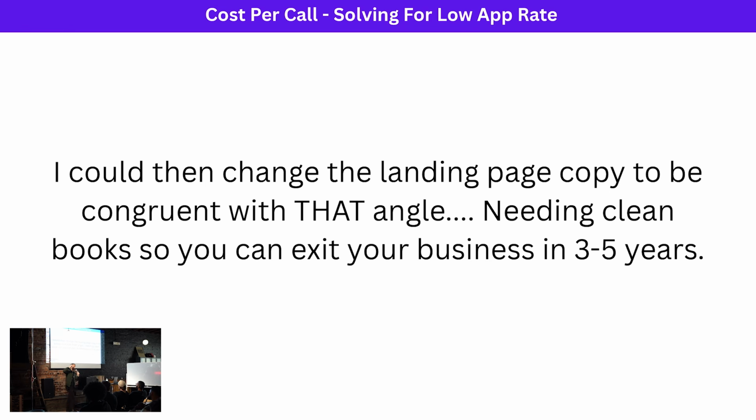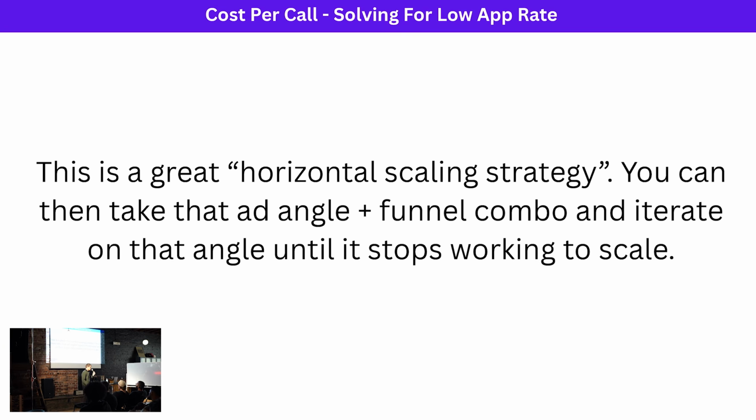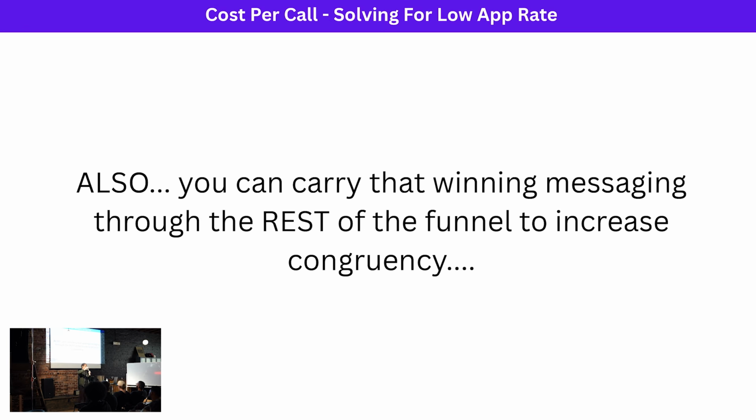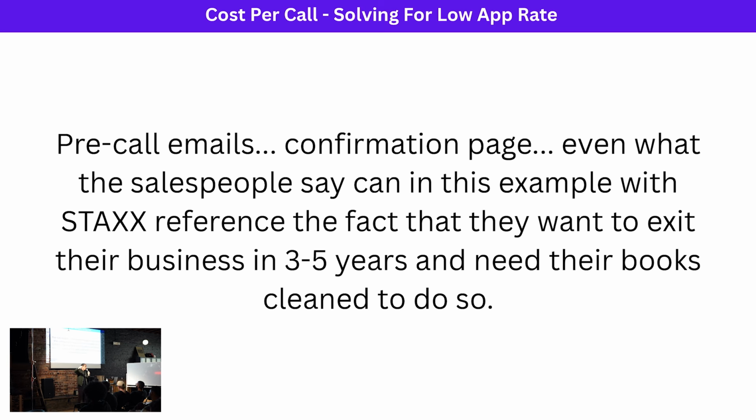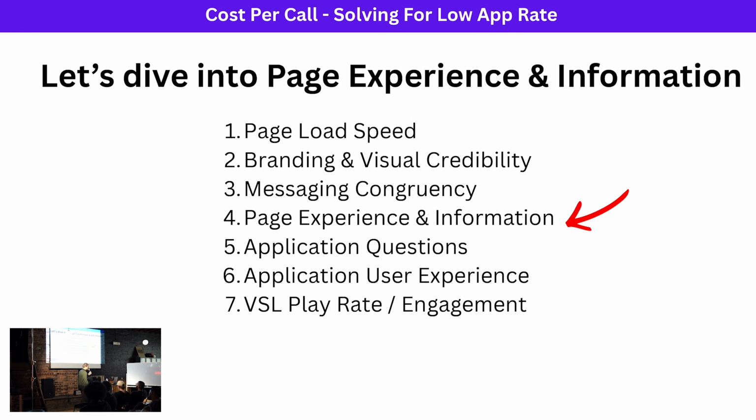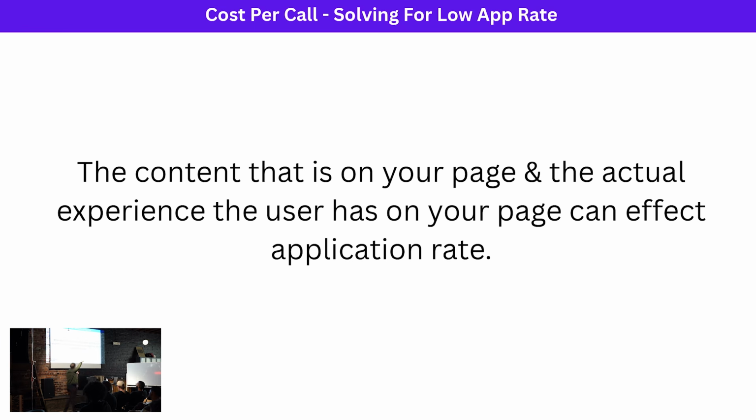You could then change up a little bit of the VSL if you want, back-end email flows, sales process, everything there. It's a great horizontal funnel scaling strategy. You can then take that ad angle and funnel combo and just iterate on that angle until it just stops working. Also, you can carry that winning messaging through the rest of the funnel. So pre-call email flows, confirmation page, everything, so their salespeople can reference the fact that, hey, you're looking to exit your business in 3 to 5 years, so you need your books clean. Everything's nice and congruent.